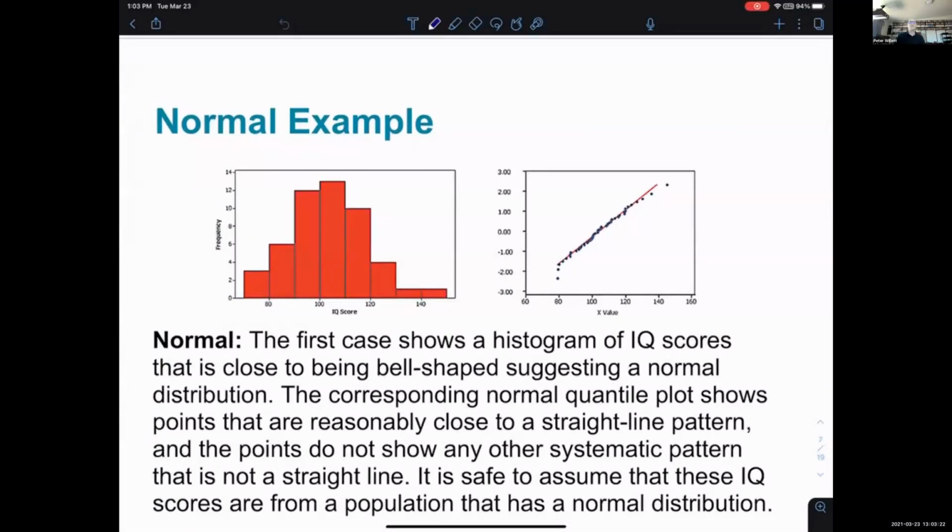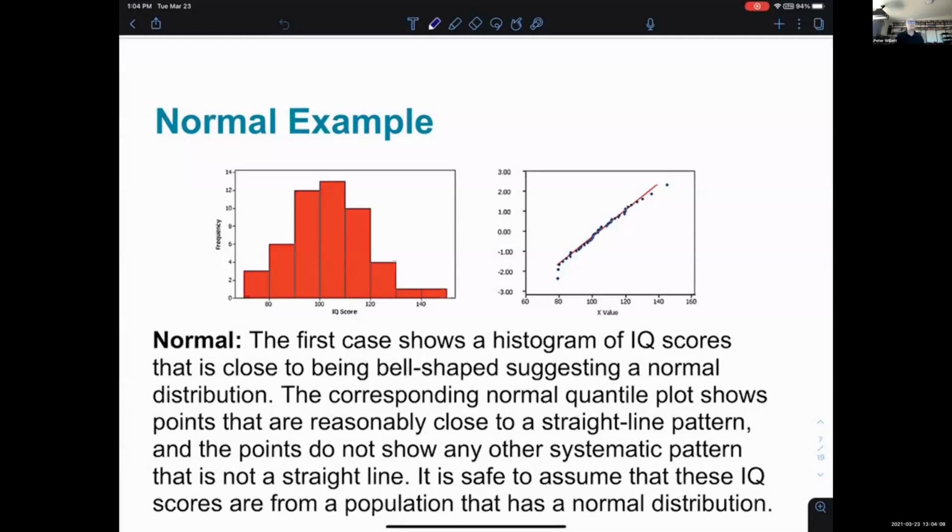So here's an example of a histogram on the left and a normal quantile plot on the right. And they're saying, here's an example to help see what a normal distribution might look like. The first case shows a histogram of IQ scores that is close to being bell-shaped, meaning the histogram itself looks like a bell-shaped curve. The corresponding normal quantile plot shows points that are reasonably close to a straight line, and the points do not show any other systematic pattern that is not a straight line. It is safe to assume that these IQ scores are from a population that has a normal distribution.